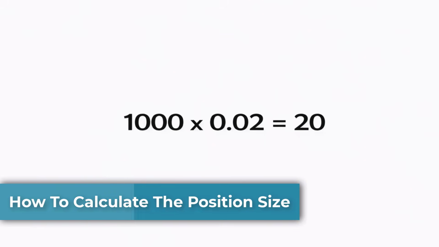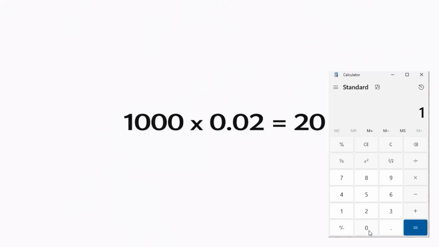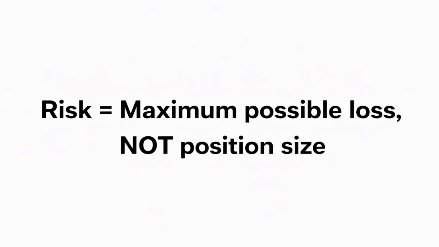Let's say your trading capital is $1,000. Many beginners think, okay, 2% of $1,000 is $20. So I should only use $20 to buy the asset. That is not risk management. Risk is not how much money you use to open the trade. Risk is how much you lose if your stop loss is hit.